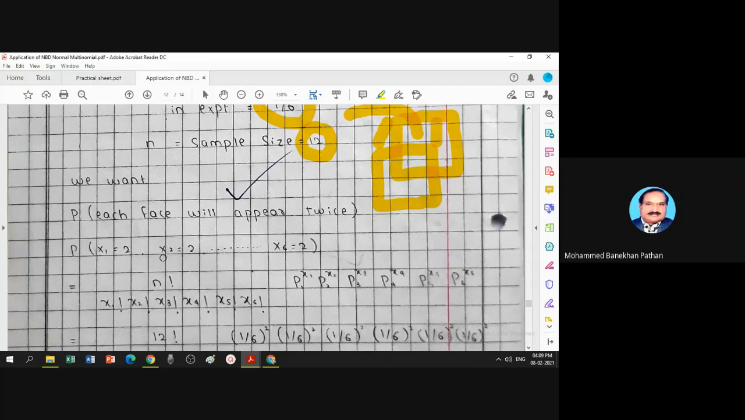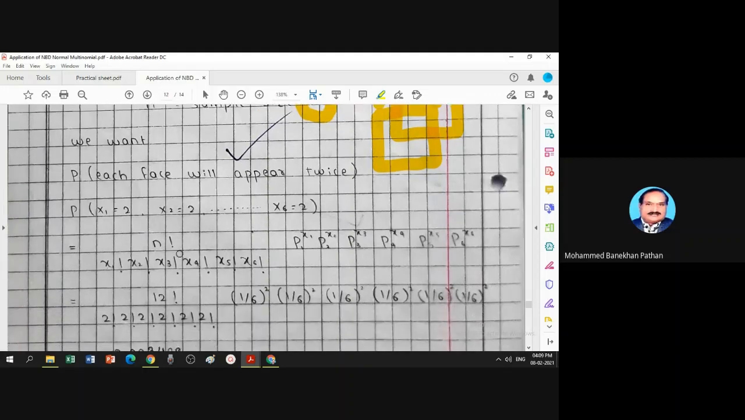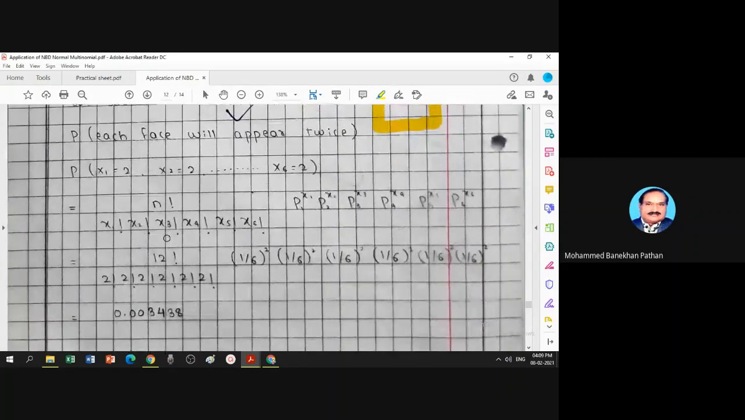X1 is 2, X2 is 2, up to X6 is 2, so each face will appear twice. That means one dot coming two times, two dot coming two times, six dot coming two times. This is the formula of multinomial distribution with six variables. Now replace the values, and that is the answer.